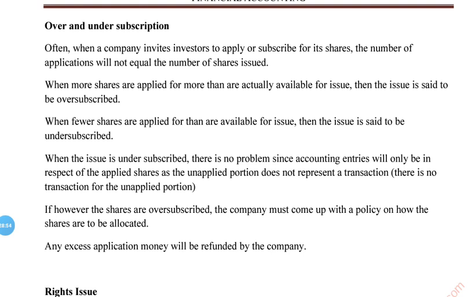On the other hand, if the company issues 1 million shares in the market to be purchased by the investors, then the investors apply, for example, 700,000. That is what we call under subscription, because the subscribers have not reached the value that the company is floating to the market. So that is what we mean by over and under subscription.